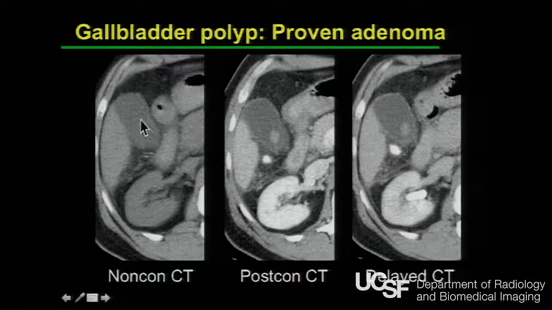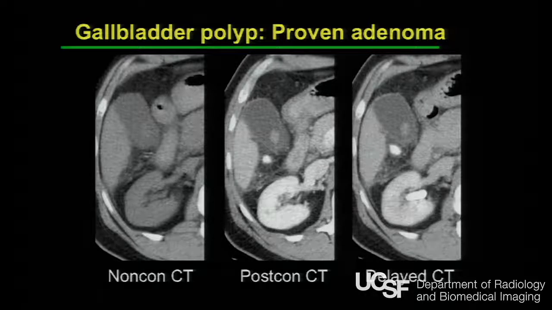We don't see anything on the non-contrast. On the post-contrast, we can see a small enhancing lesion. It's a polyp, gallbladder polyp. Gallbladder polyps are not like colon polyps. They don't tend to have that progression from polyp to adenoma to adenocarcinoma.